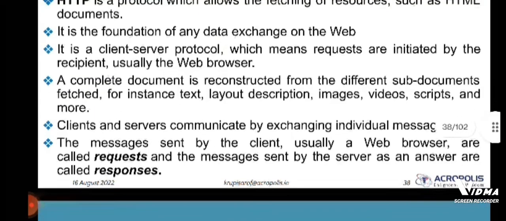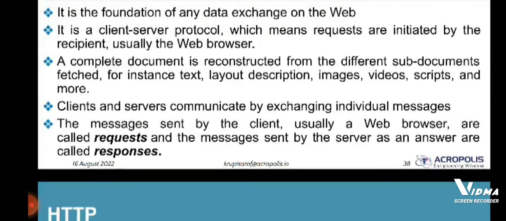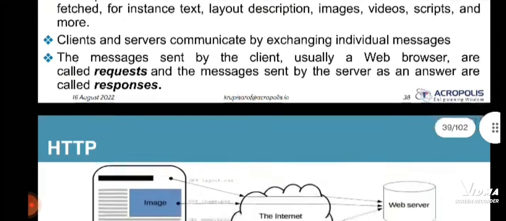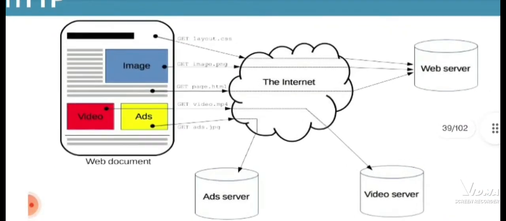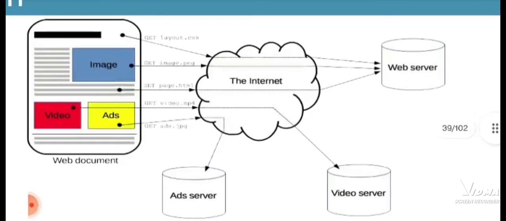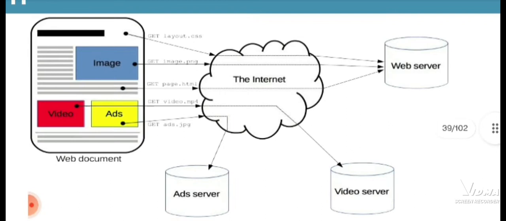Clients and servers communicate by exchanging individual messages. The messages sent by the client, usually a web browser, are called requests, as I said, and the messages sent by the server as an answer are the responses. Here is the image. Here is the web document that a person makes. Here is the internet, the cloud, and here the web server. You give a request and it goes to the web server.